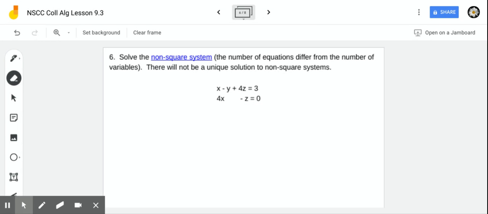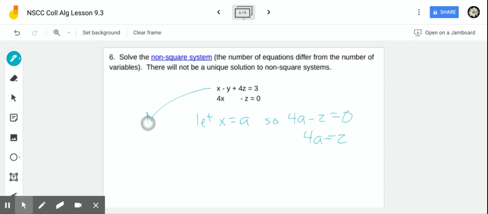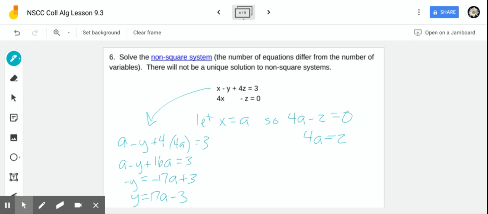We're going to let a be the variable that's less easy to solve for. So I'm going to let x equal a, and then we'll plug that in. So that means 4a minus z equals 0. So z is going to be 4a. So now we've got x solved for a and z solved for a. So now go back to this top equation. And x is a, z is 4a. And we're going to solve this for y. So we get negative y equals negative 17a plus 3. So y is 17a minus 3.